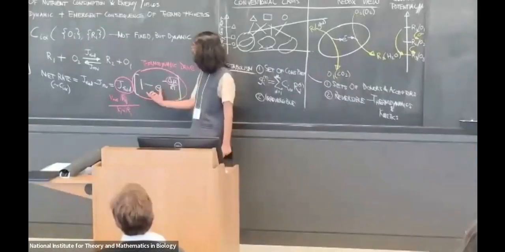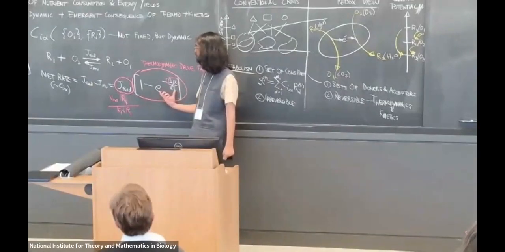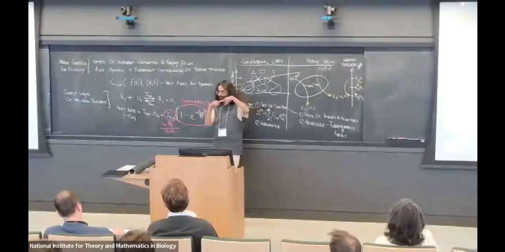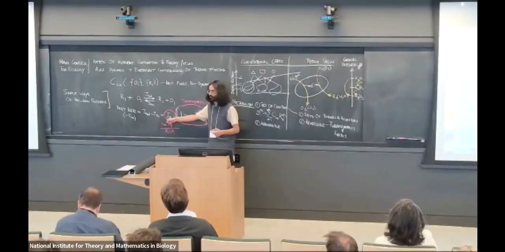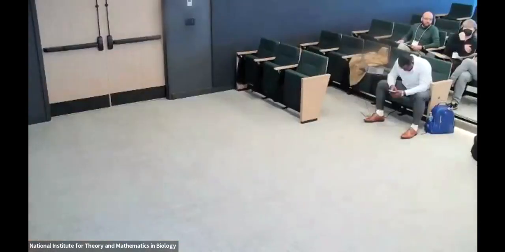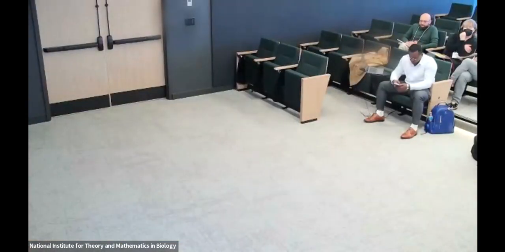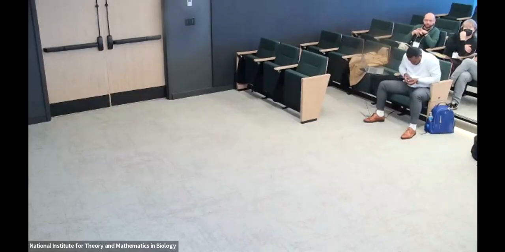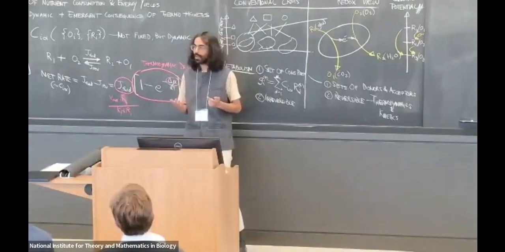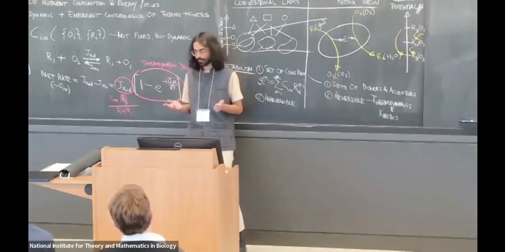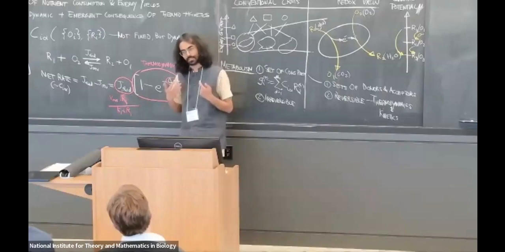And eventually there will come a point at which this factor will essentially be close to 0, because this delta mu will become close to 0, right? And at that point, no matter how large your forward flux was, no matter how much of your substrate you had to begin with, your net rate will come grinding to a halt, right? And this is the essential feedback that I'm talking about, which does not really exist in CRMs.